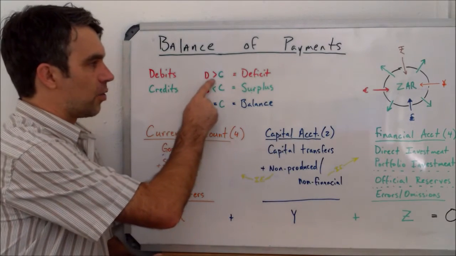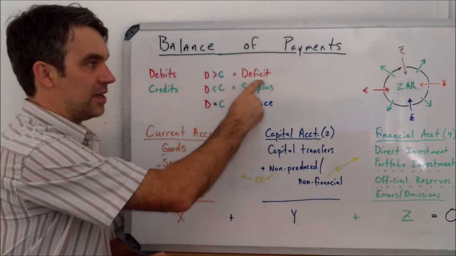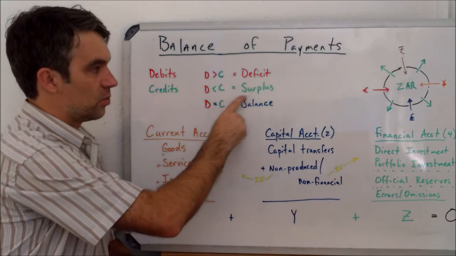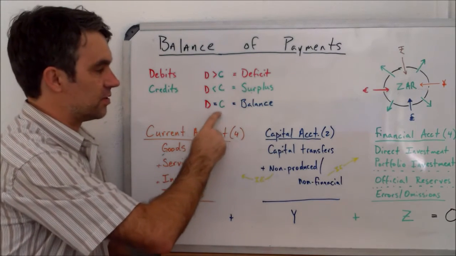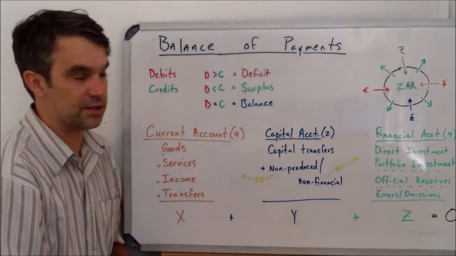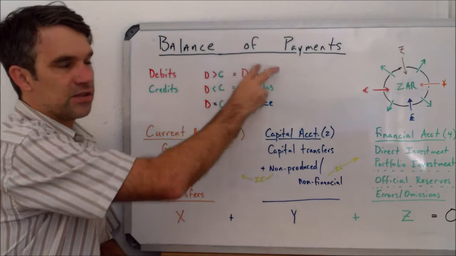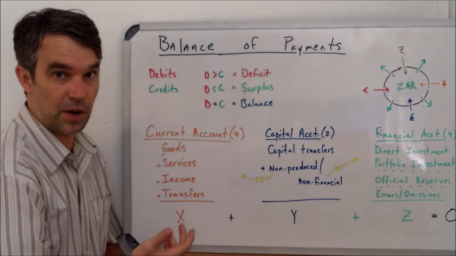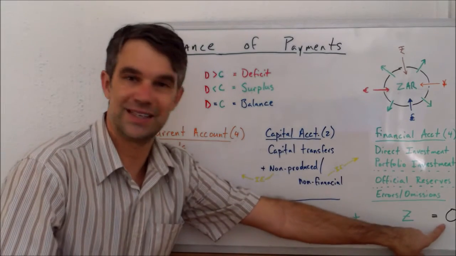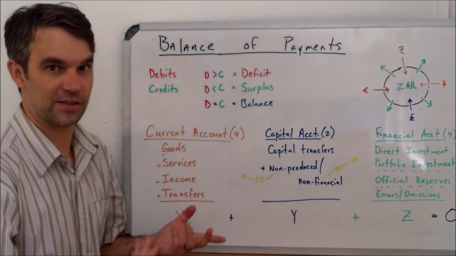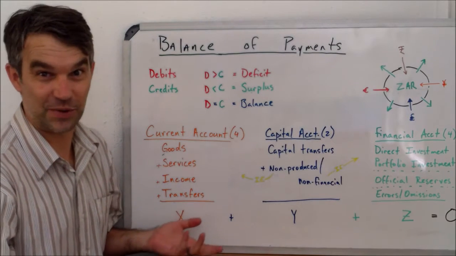When the debits are greater than the credits, we're going to have a deficit. When the debits are less than the credits, we're going to have a surplus, and obviously if they're equal to each other, we have a balance. Well, we see that word here, which must mean that the balance of payments always comes out to zero. Spoiler alert, it does. So you'll never see a math question that says to calculate the balance of payments because, well, that'd be really easy.